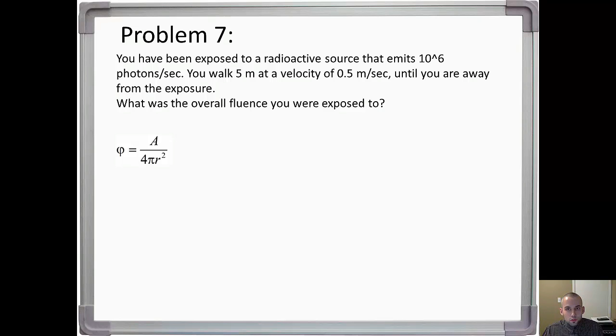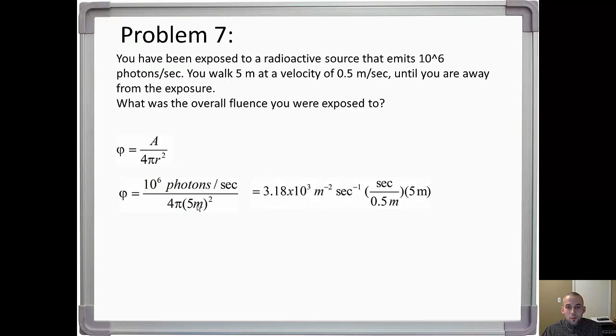So we know the formula for fluence rate. It's a radioactive source, doesn't say point source, so it has a volume. We'll go ahead and put in the activity, 10 to the 6 photons per second, and the distance, which is 5 meters squared. We're going to calculate the fluence rate. We get our answer: 3.18 times 10 to the 3 meters to the -2 seconds to the -1. That's our answer for fluence rate. But it wants fluence. So we're going to have to get rid of seconds.